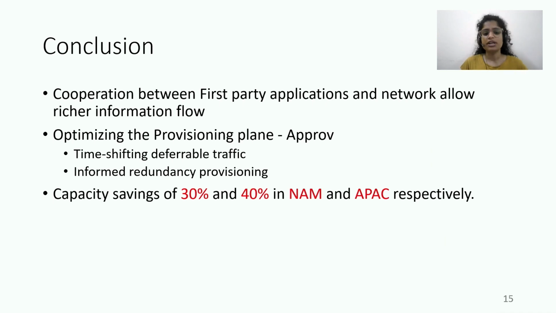To conclude, cooperation between first-party applications and the network provider allows richer information sharing between the first-party applications and the network. And then the network provider can utilize these richer signals to time shift deferrable traffic as well as do informed redundancy provisioning, which results in capacity savings. In the end, we show approximately 30% and 40% capacity savings in North America and Asia Pacific regions, respectively.